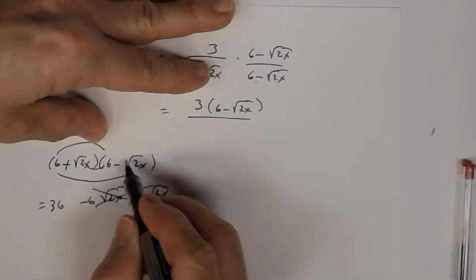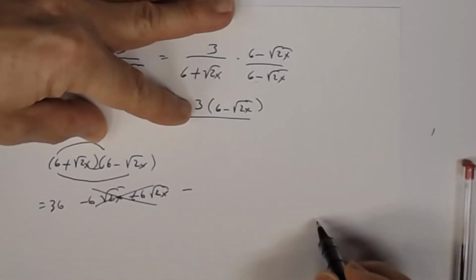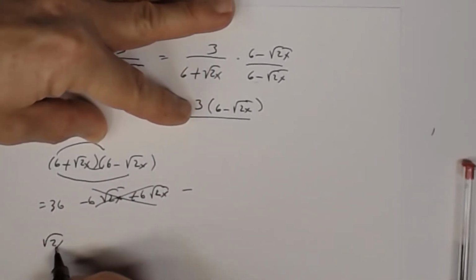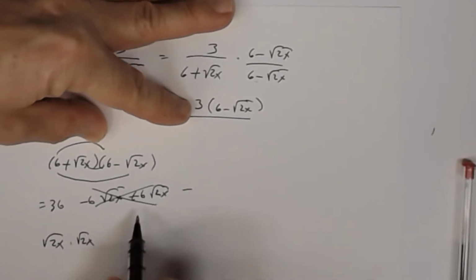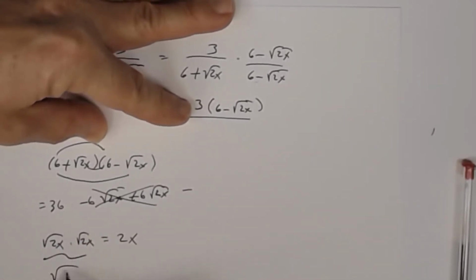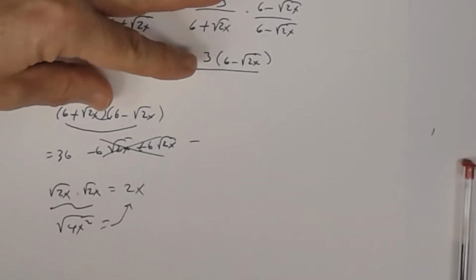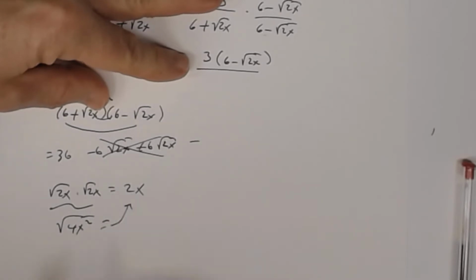And then a positive times a negative is a negative, and remember the square root of 2x times the square root of 2x is just 2x, right? Because that's the square root of 4x squared, which becomes 2x. The square root of 4 is 2, and the square root of x squared is x.